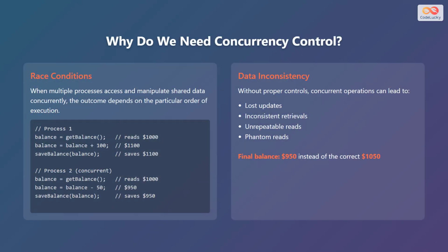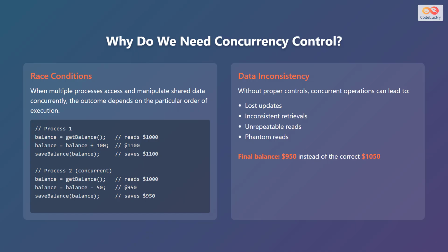Concurrency control is needed to avoid certain problems. One is a race condition. When multiple processes access and manipulate shared data concurrently, the outcome depends on the particular order of execution. Look at the code snippet shown.